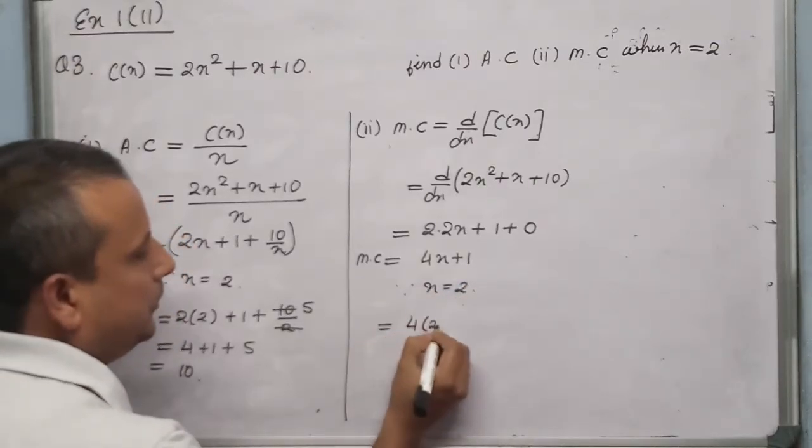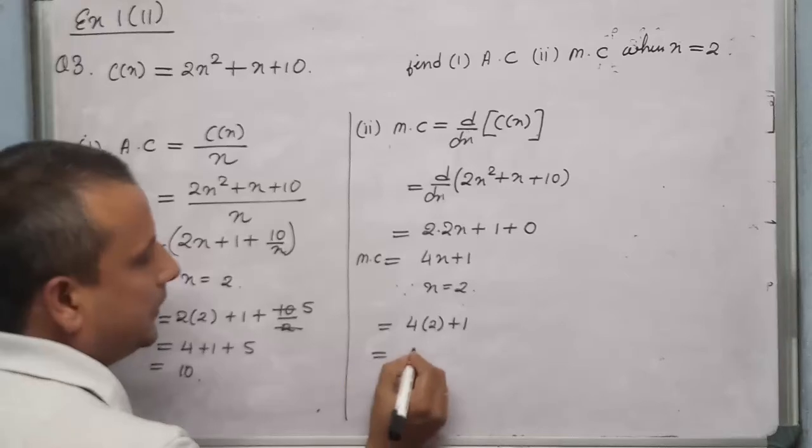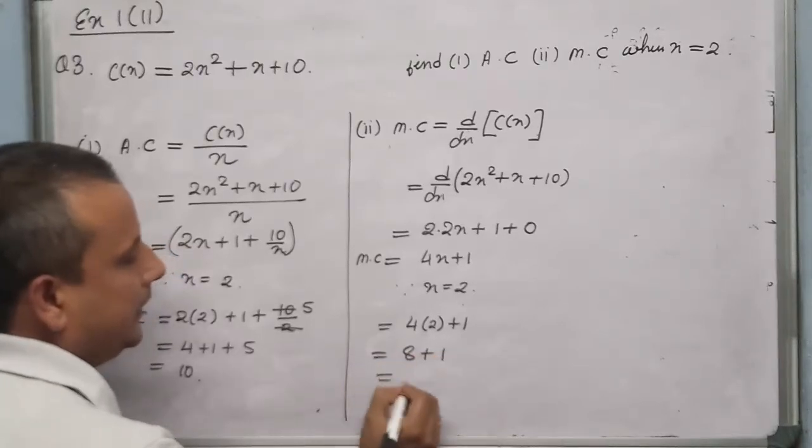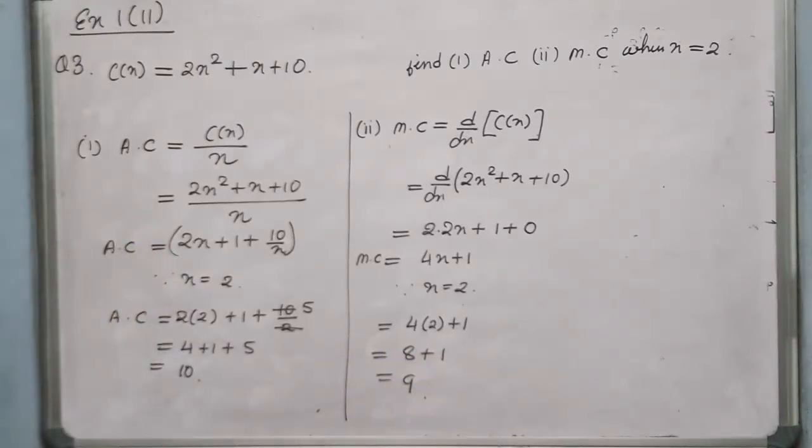Marginal cost when x equals 2: 4 into 2 plus 1. 4 times 2 is 8, plus 1, it is 9. Marginal cost and average cost application.